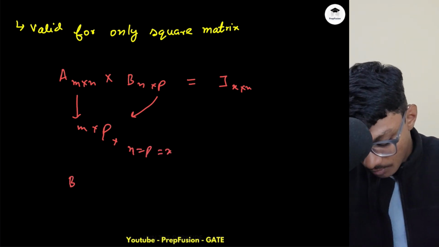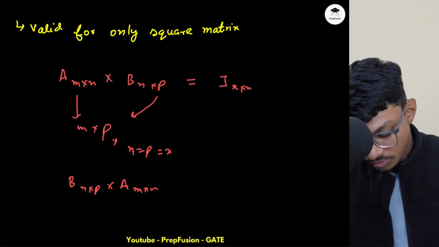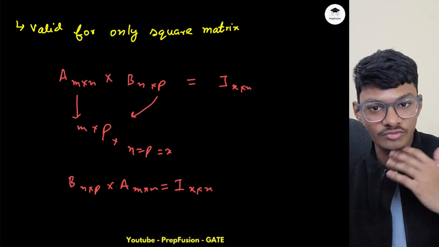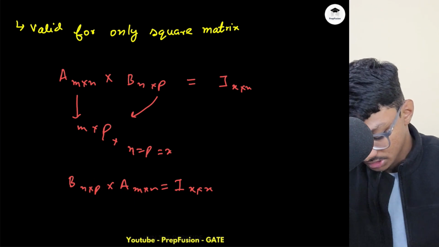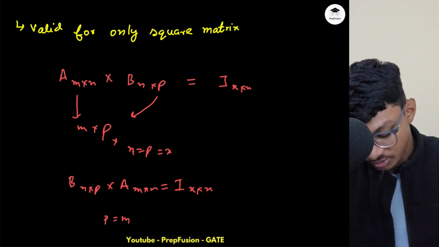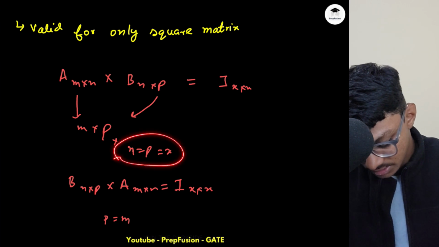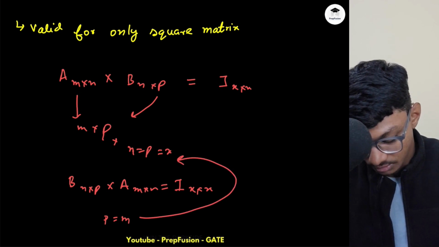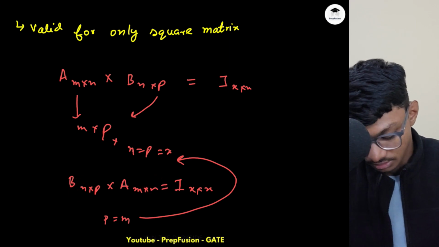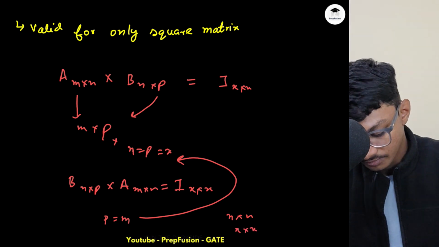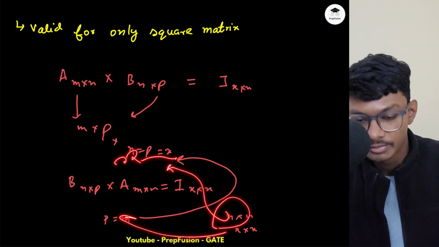Now I have to operate the other operation also, B into n cross p into A into m cross n. This also has to be a valid operation, and I need to get again the identity matrix x cross x. So obviously this multiplication has to be valid. If it has to be valid, then p has to be equal to m. And previously we got m equals p equals x. I'm just doing this in rough to explain a bit of the concept. And obviously we take the outer orders, which is n cross n. The inverse order will be n cross n, which has to be equal to x cross x. So x equals n. So p equals n, m equals n. Everything is equal to n.